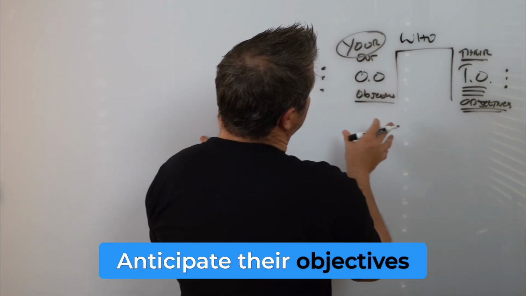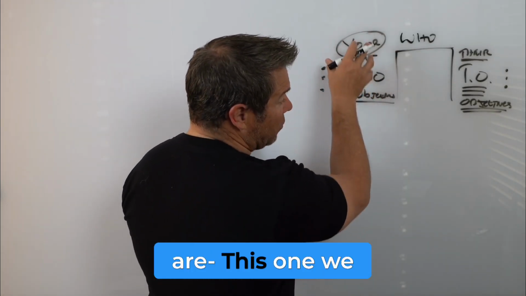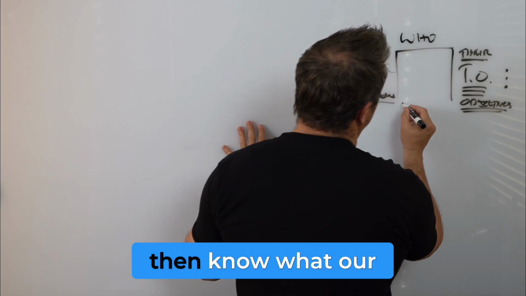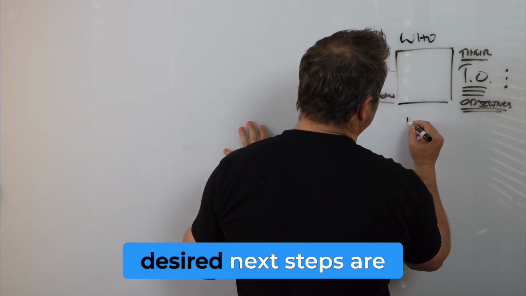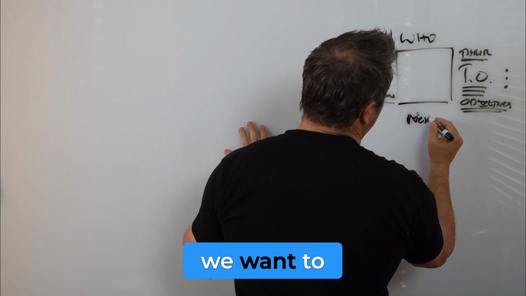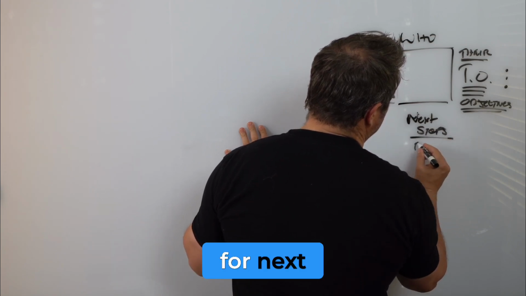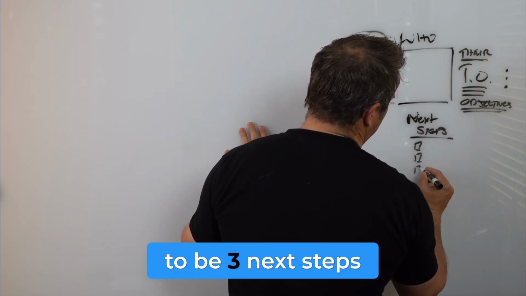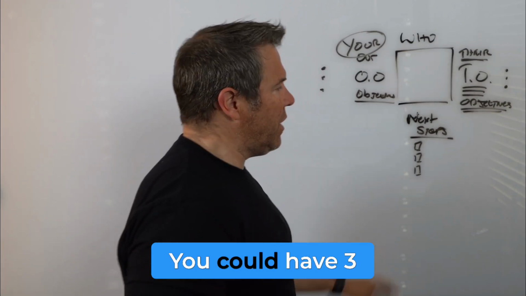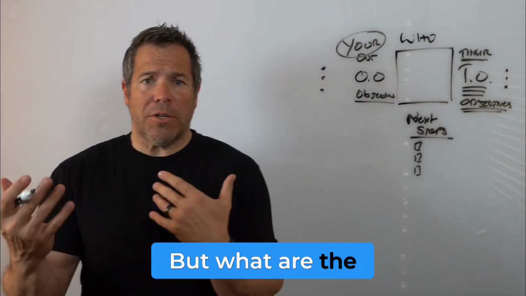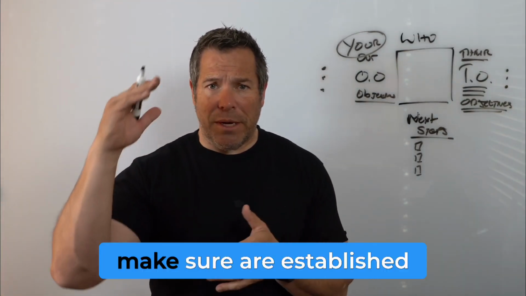Anticipate their objectives, know what our objectives are. This one we should know, this should be really clear. And then know what our desired next steps are. What is it that we want to have people be responsible for next? I like there to be 3 next steps. There could be 5. You could have 3 to 5 next steps, but what are the desired next steps? What are the next steps we want to make sure are established?